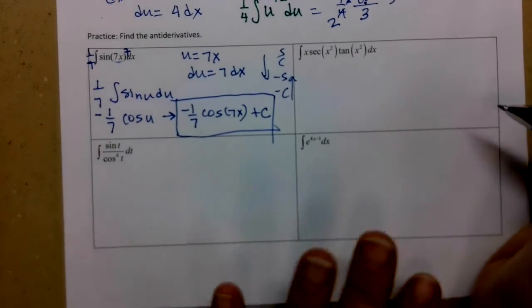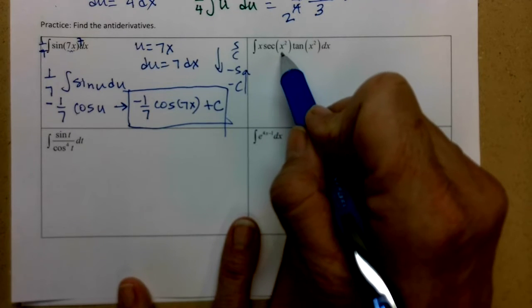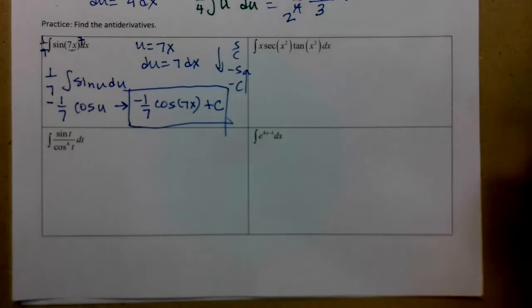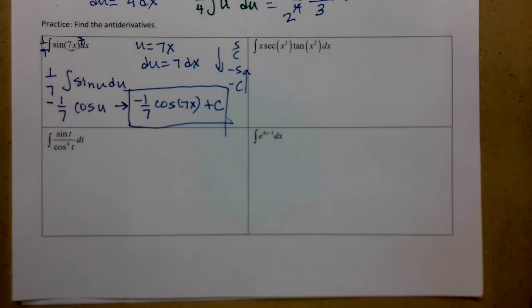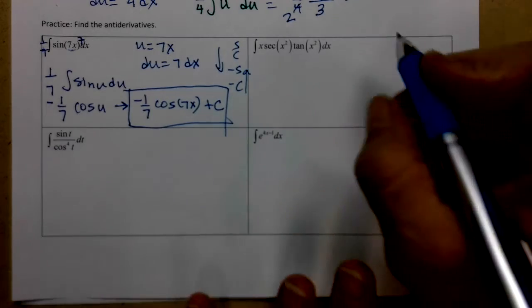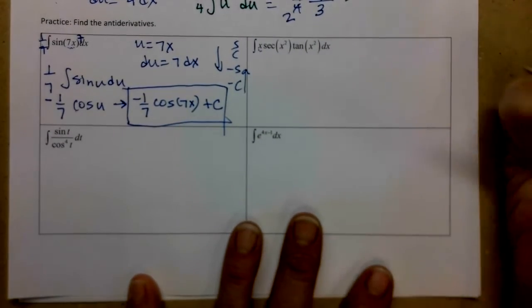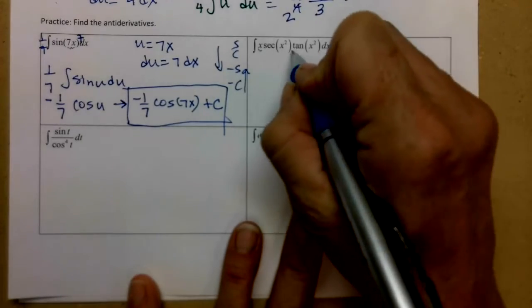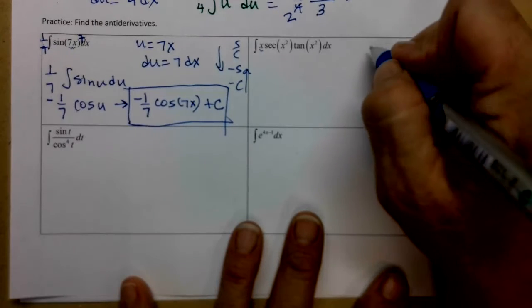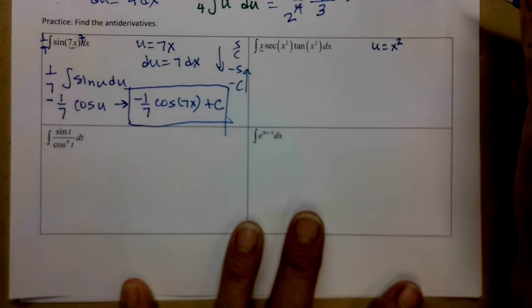Okay, what's our next one here? I have the integral of x times secant of x squared times tangent of x squared dx. It's like, oh my gosh, there's so much going on there. What should we let u equal? Well, you see this little x hanging out in front. That's kind of related to the derivative of x squared, so should I let u equal x squared? Is that helpful to me?